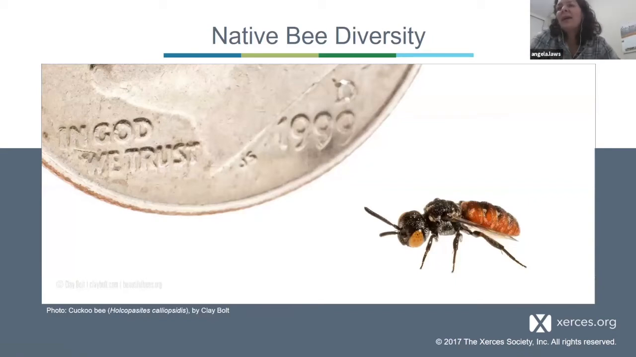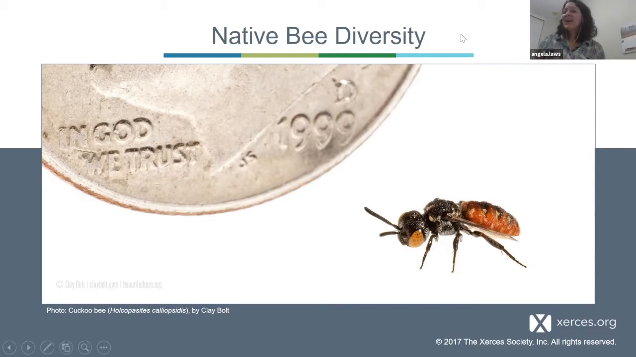This is a cuckoo bee, and you'll see that it doesn't have any special structures for collecting pollen. So it might look like a male, but it's not a male, it's a cuckoo bee. And those of you who are familiar with cuckoo birds might guess why. And the reason is that these are nest parasites. So they allow other species to go out and collect the pollen, and they lurk around the nest entrance. And when the female's gone, they'll zip in and try and lay their eggs in the brood cells and let someone else do all the work.